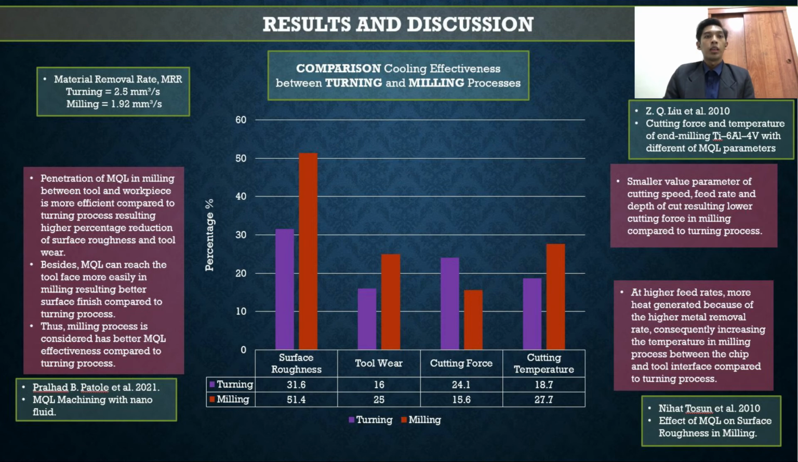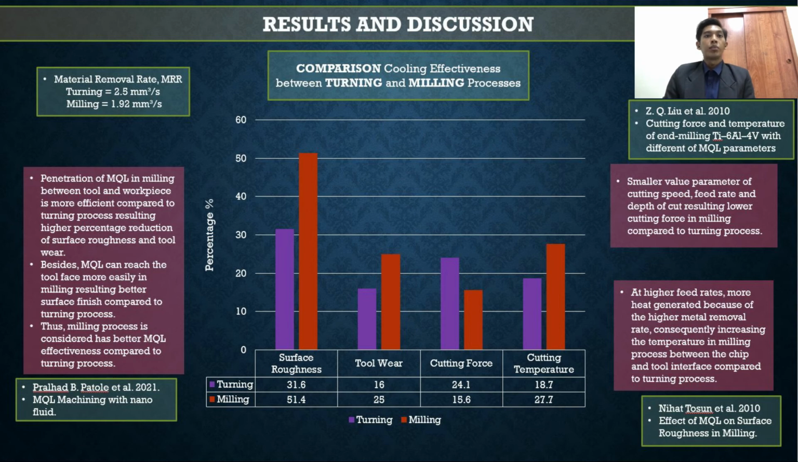Okay, now we move to the percentage of cutting force. From the graph, we can see cutting force in the milling process is reduced compared to the turning process. Zku et al., 2010, in his study on cutting force and temperature of end milling titanium alloy with different MQL parameters, quoted that smaller values of cutting speed, feed rate and depth of cut result in lower cutting force. This is the reason why the percentage of cutting force is smaller in milling compared to the turning process.